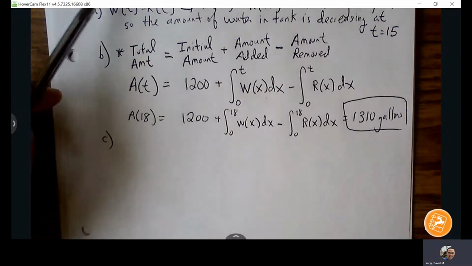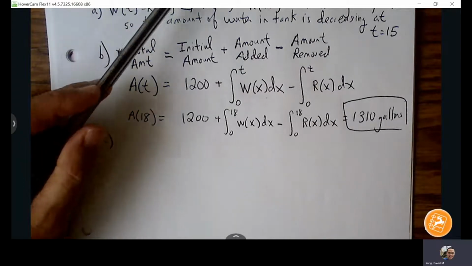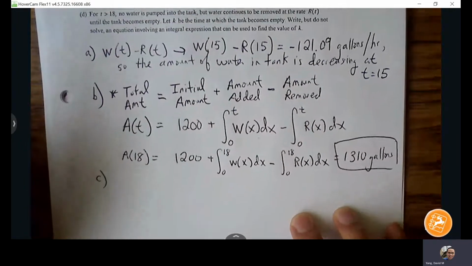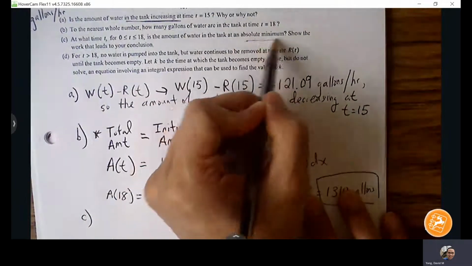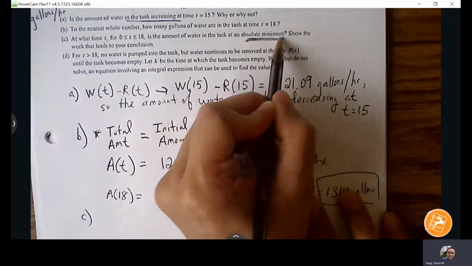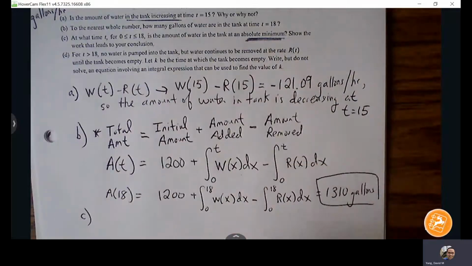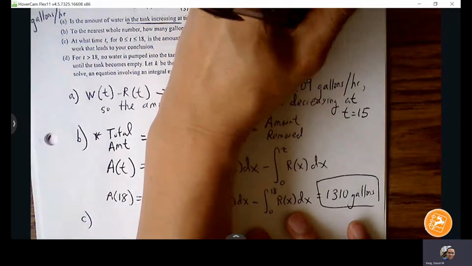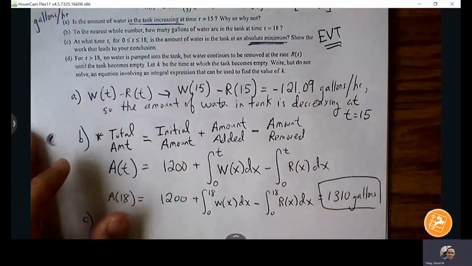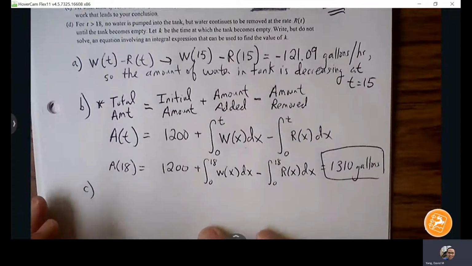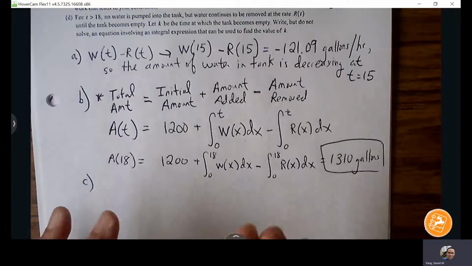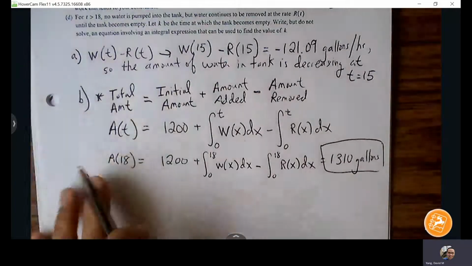Okay, part C. At what time t is the amount of water in the tank at an absolute minimum? That's kind of a giveaway here. What's involved if I want to find absolute max or absolute min? EBT. So this is an indication that we're going to apply EBT. EBT says test what? Endpoints and critical points. Critical points is where the derivative is equal to 0. So let's go ahead and find that.